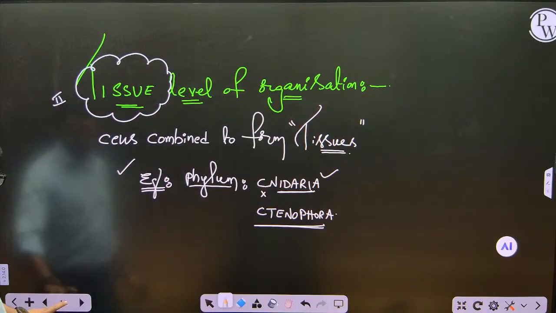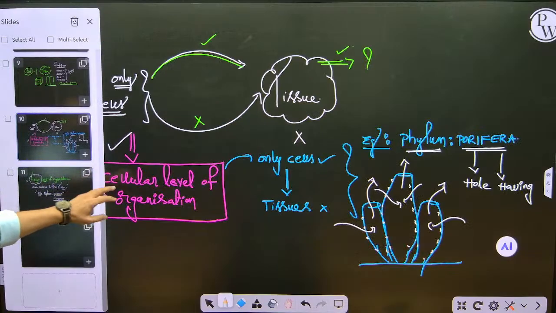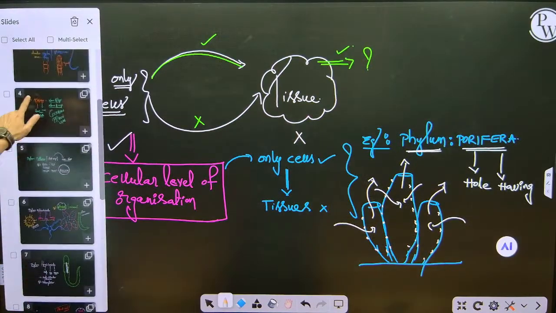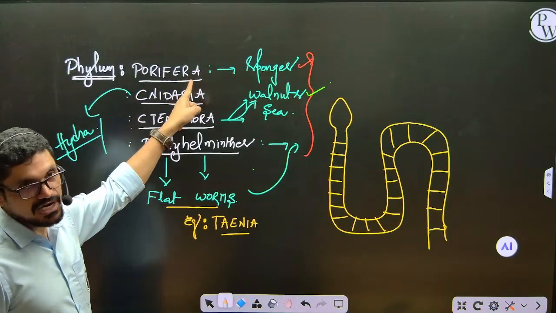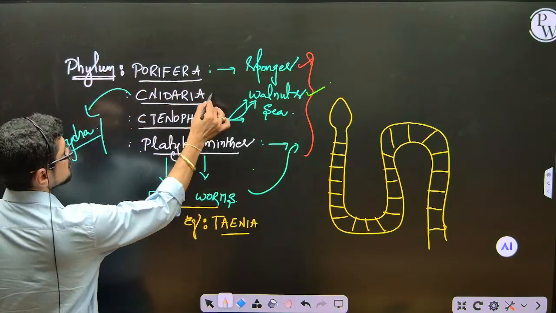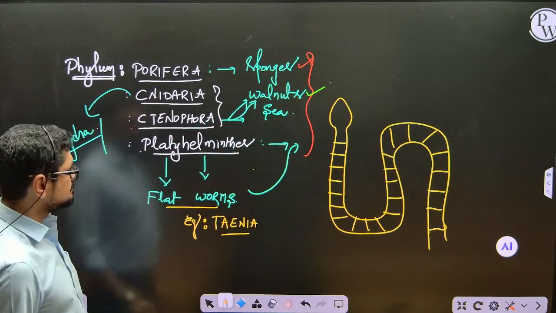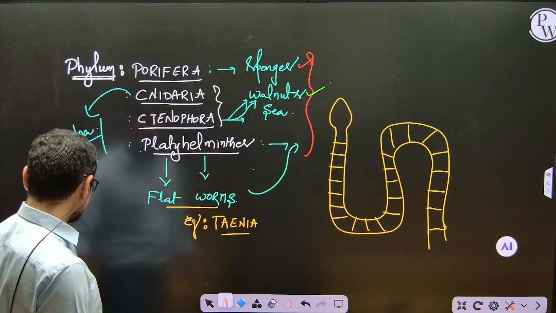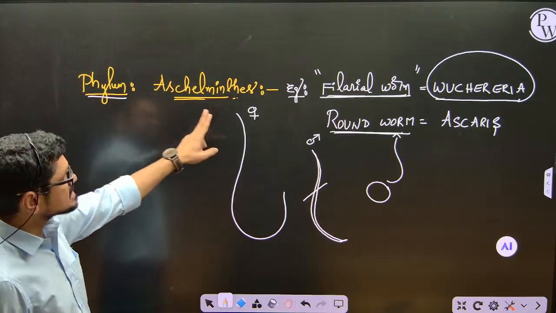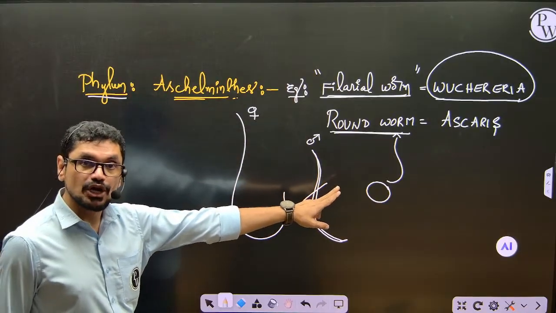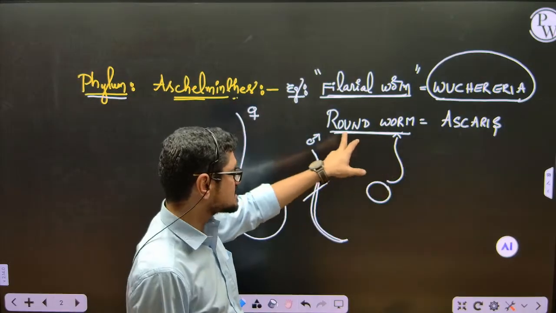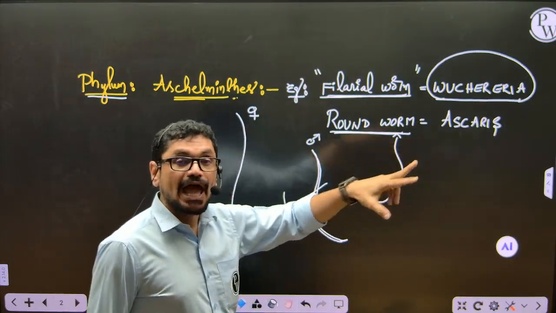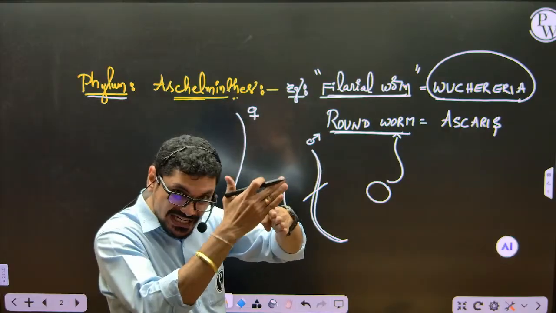My dear friends, please see here. First phylum Porifera, where cellular level of organization. In these two, tissues are present. Next phylum Platyhelminthes, where flatworms are present. Aschelminthes, where filarial worm and roundworm are present. Filarial worm causes elephantiasis. Roundworm, the animal appears round in cross section.